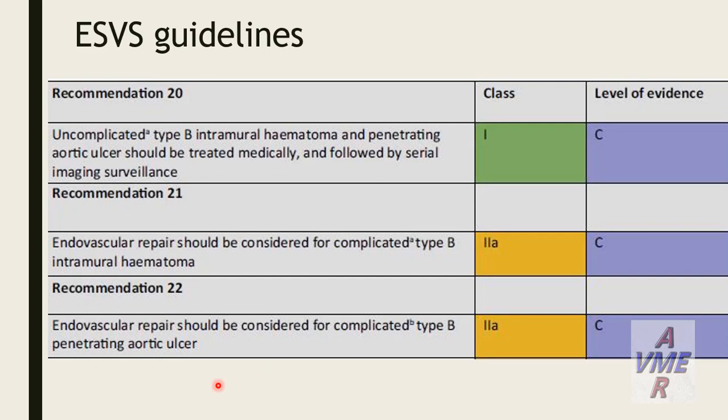The European Society of Vascular Surgery guidelines for penetrating aortic ulcer and intramural hematoma are the following. Uncomplicated type B intramural hematoma and penetrating aortic ulcer should be treated medically and followed by serial imaging surveillance. Endovascular repair should be considered for complicated type B intramural hematoma. Endovascular repair should be considered for complicated type B penetrating aortic ulcer.